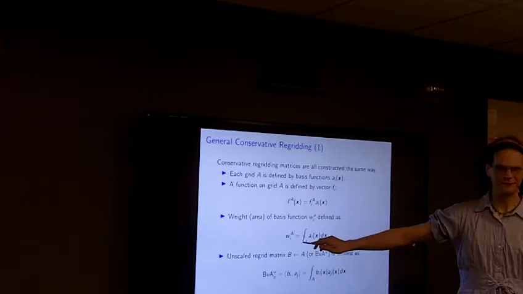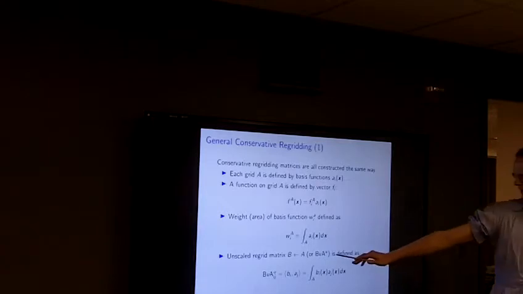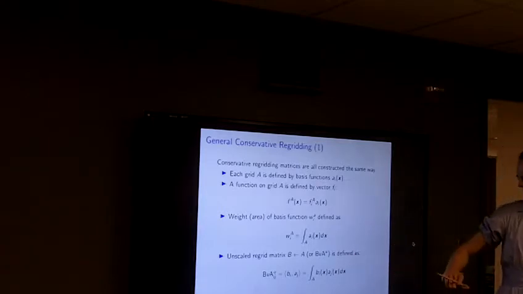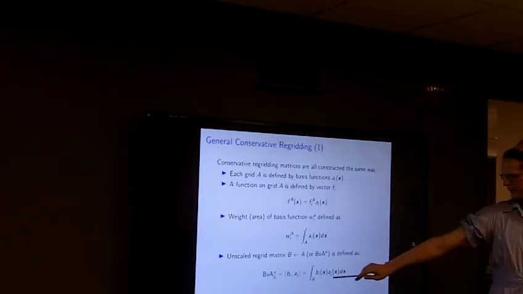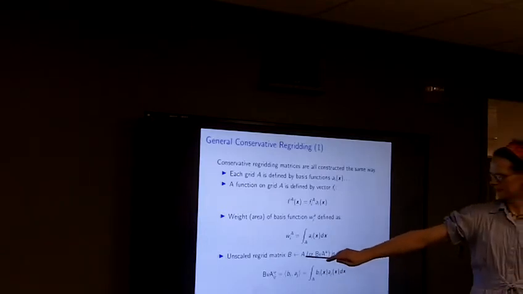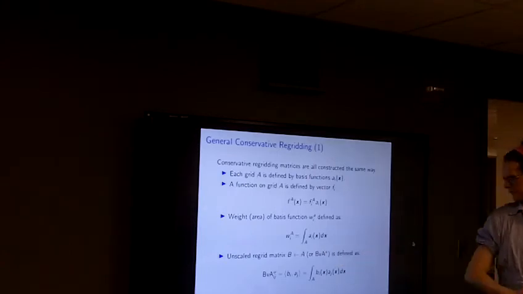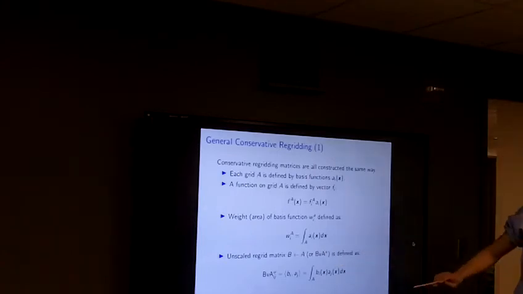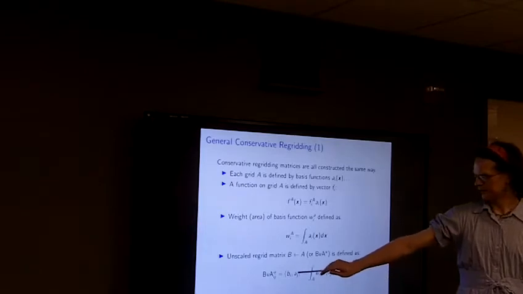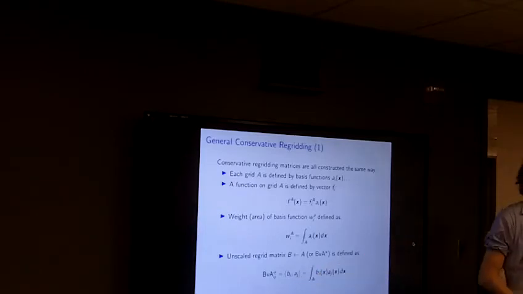And the weight of the basis function is the area of your square. And then the way we make regridding matrices is, so now we want to make a regridding matrix that goes from vector space A or grid A to vector space B. And the way we do that is we take all the basis functions of A and B and take the inner products of the two of them.